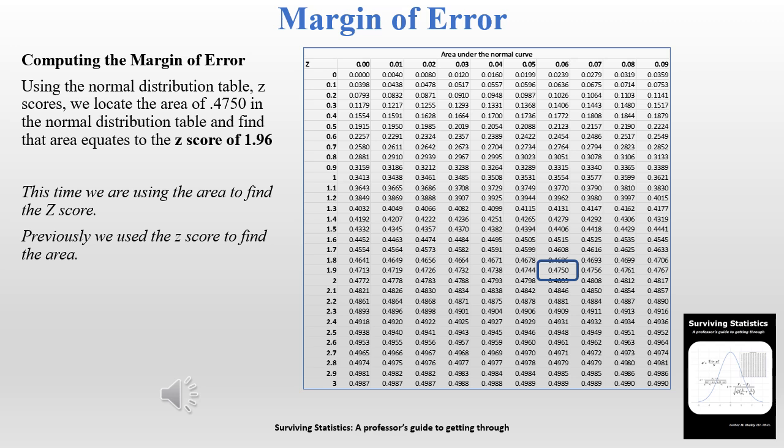Okay, this time we want to find a z-score associated with a specific area. In previous chapters, we have found the area based on the z-score. So we're looking for 0.4750. We use the normal distribution table. We find it, of course, in this case it happens to be highlighted for us. We see then that it is 1.96. So the z-score that we're going to be using is 1.96.